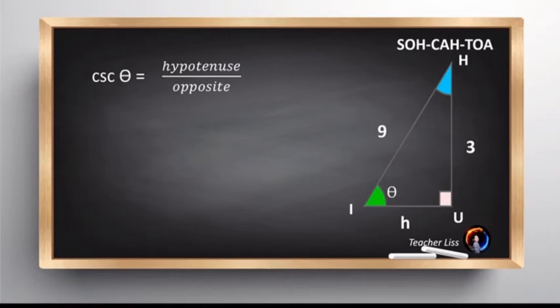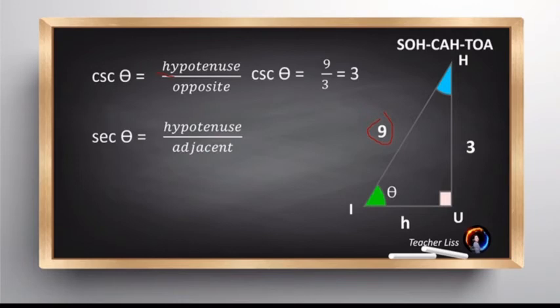If you are finding the cosecant theta, that will be the reciprocal of sine: hypotenuse over opposite. So just find your opposite and your hypotenuse. Your hypotenuse here will be your numerator, which is 9 based on the figure, and the opposite is 3, so cosecant theta would be equal to 9 over 3, which would give you 3. What about secant? Secant theta is hypotenuse over adjacent.